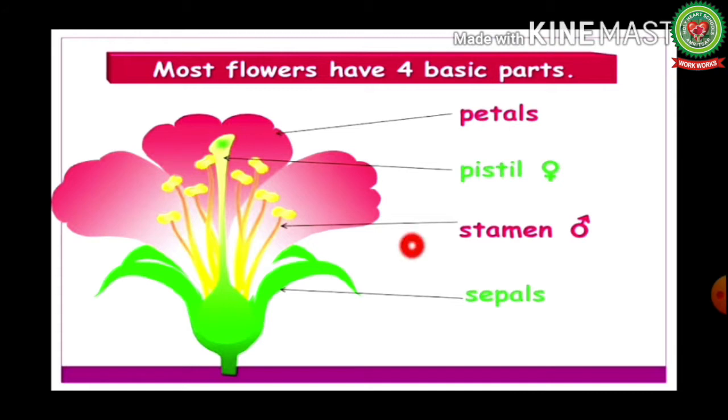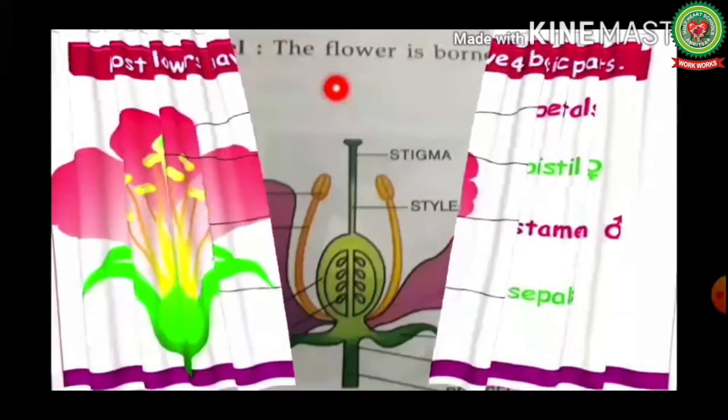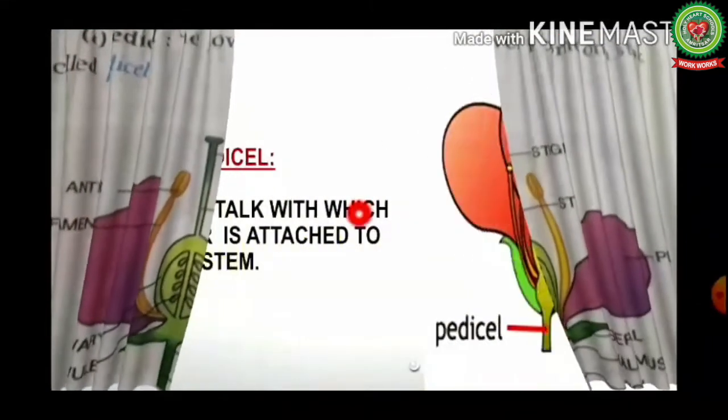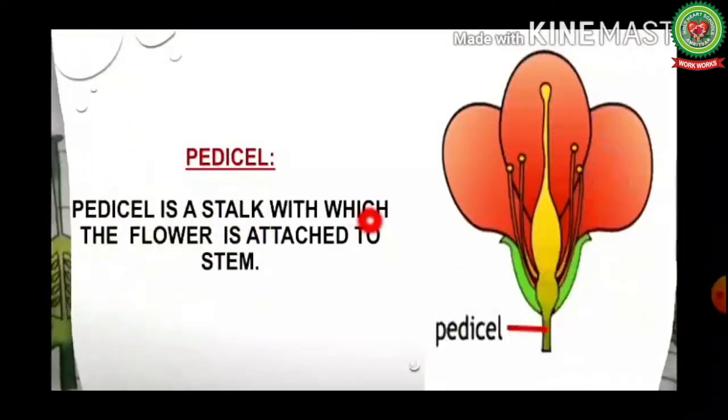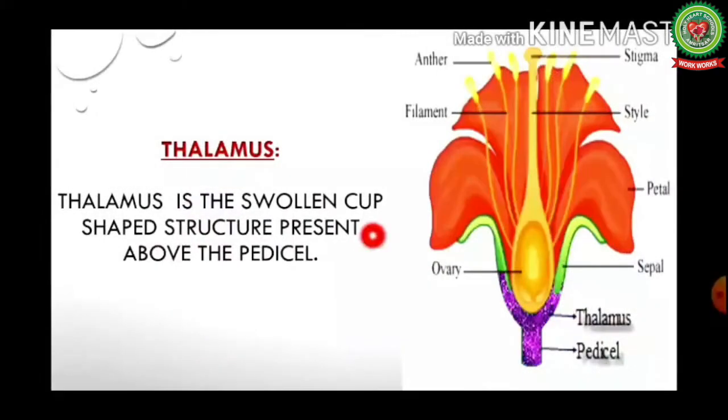Now let's discuss each part of the flower. First is pedicel. The flower is borne on a stalk called pedicel. Now what is pedicel? Students, pedicel is a stalk with which the flower is attached to the stem. Second part is thalamus. In this picture you can see above the pedicel there is a swollen cup-shaped structure present, that is known as thalamus. So thalamus is the swollen cup-shaped structure present above the pedicel.